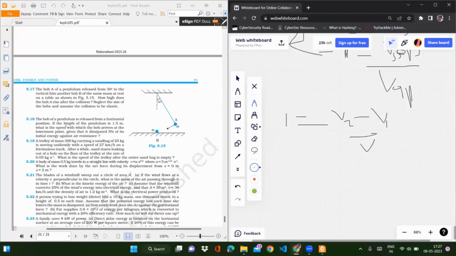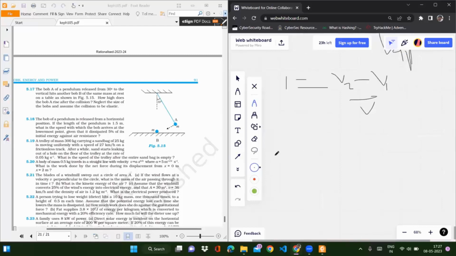Now we have question 5.18. The bob of a pendulum is released from horizontal. If the length of the pendulum is 1.5 meter, what is the speed with which the bob arrives at the lowermost point, given that it dissipated 5% of its initial energy against air resistance? So now in this question, it is asked what is the speed of the bob when it arrives at the lowermost point.